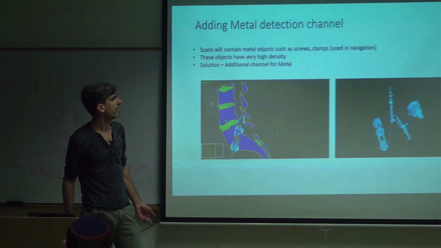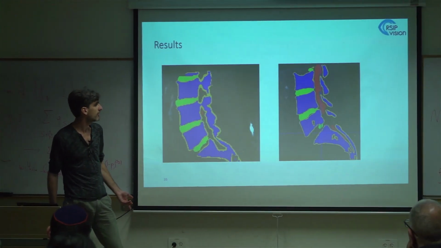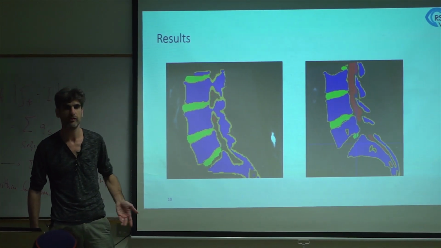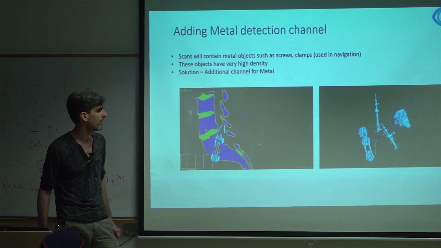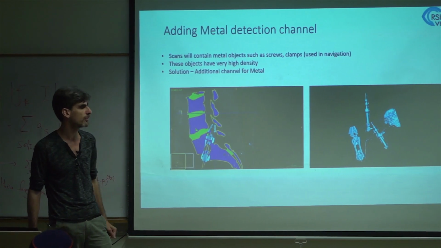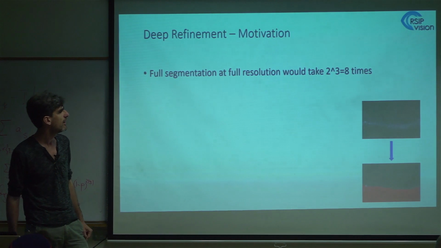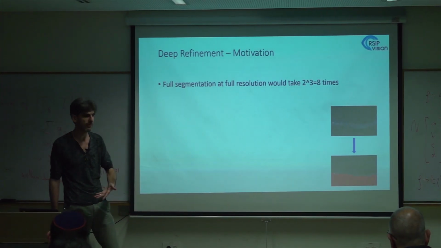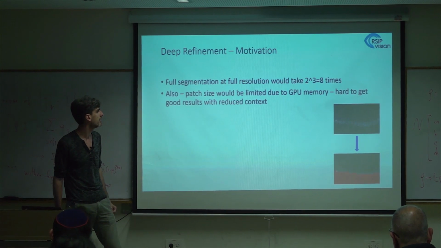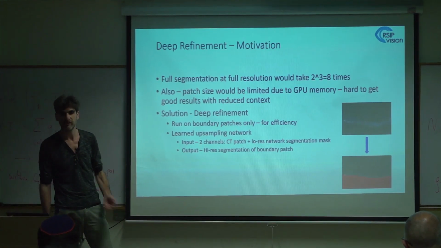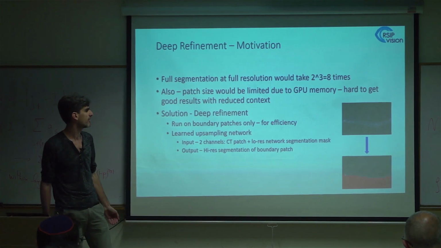Okay. So the next step is we want to increase the resolution of this, again, just for technical reasons, because there's no way for it to run fast enough with the current technology, and also your patches would be very small. It wouldn't work so well because it wouldn't fit in the memory. So what we want to do, again, full segmentation at full resolution would take 8 times the amount of time, and it would be hard to fit it onto the GPU. The solution is to train another network to increase the resolution.